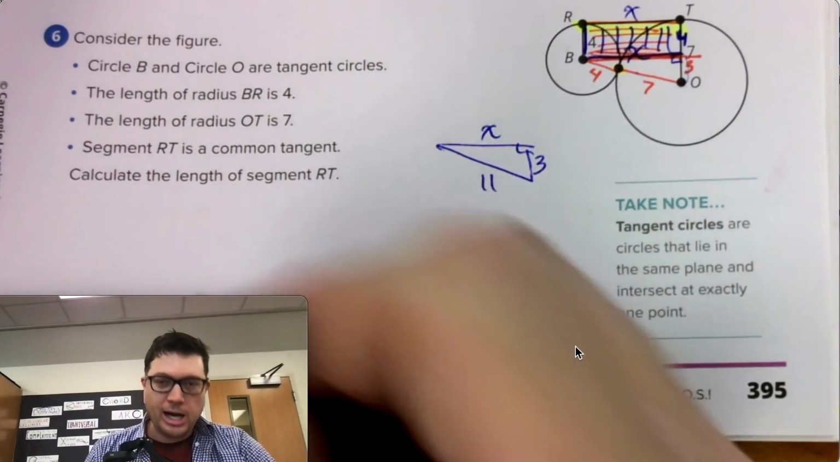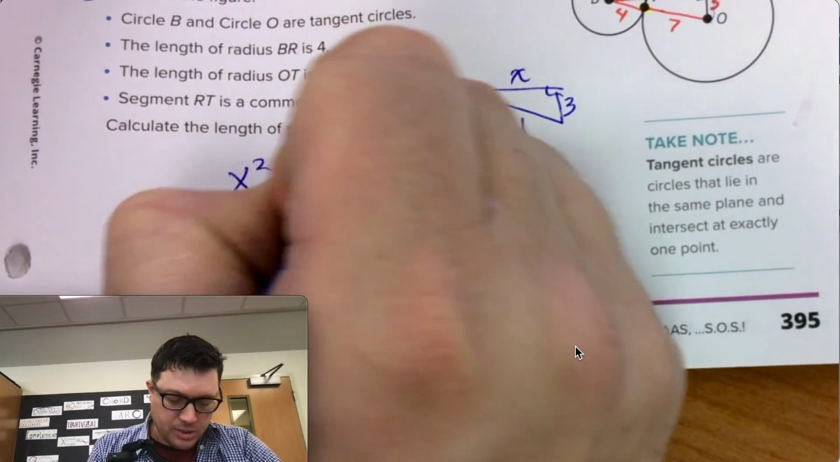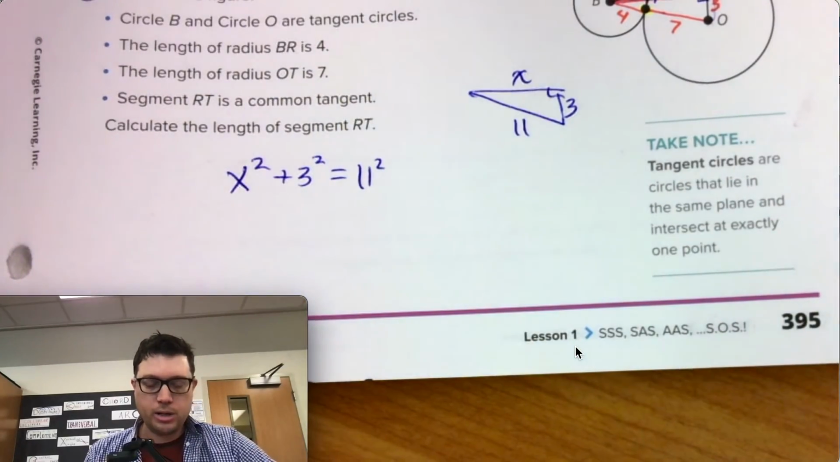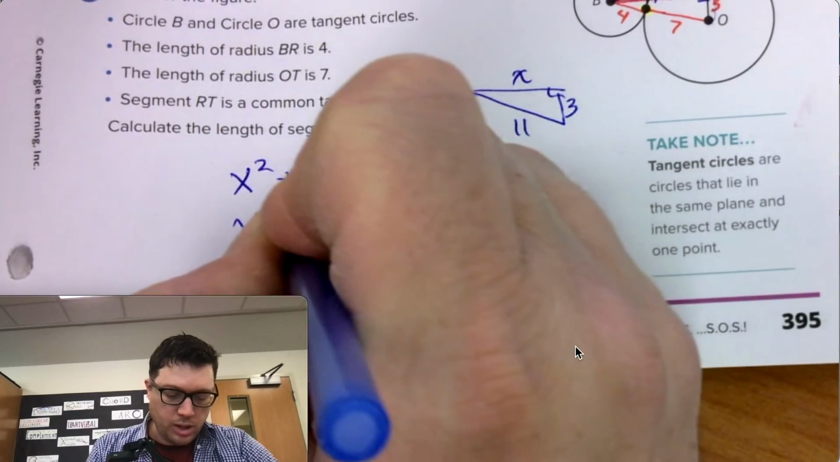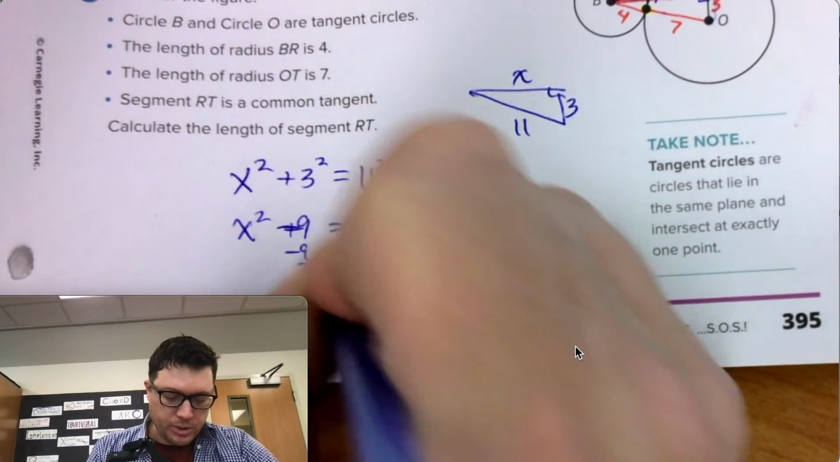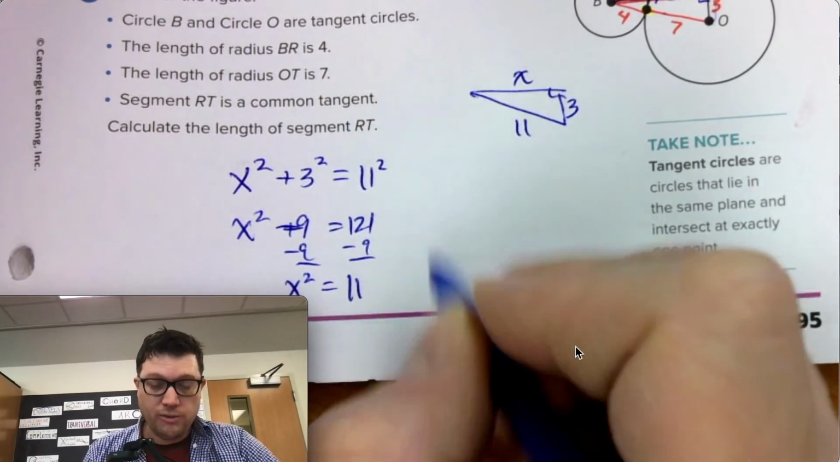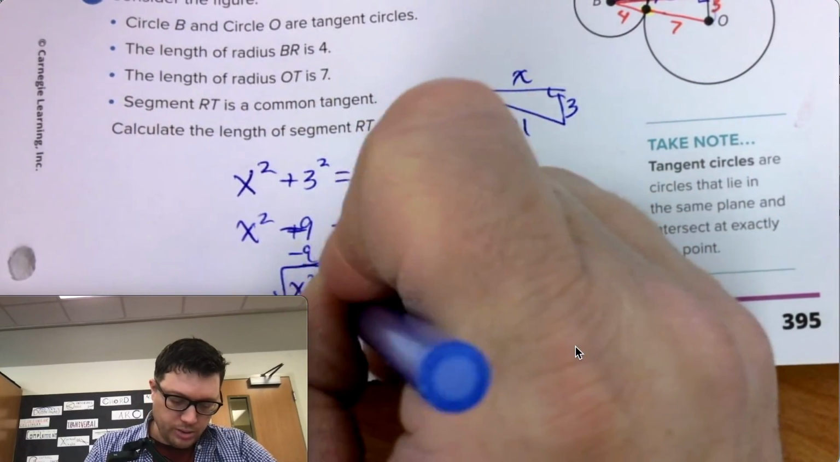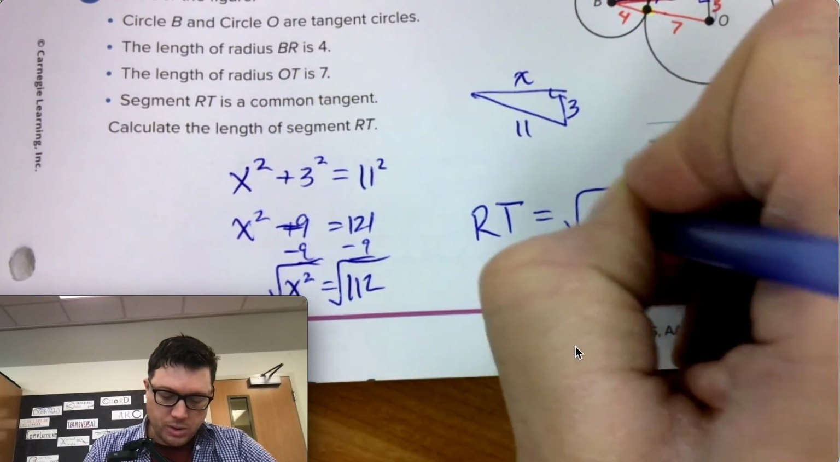So to solve for it, I'm going to use the Pythagorean theorem. x squared plus 3 squared equals 11 squared. Okay, quickly running out of time. x squared plus 9 equals 121. Subtract 9 from both sides. x squared equals 112. Take the square root. I'm going to say that RT equals the square root of 112.